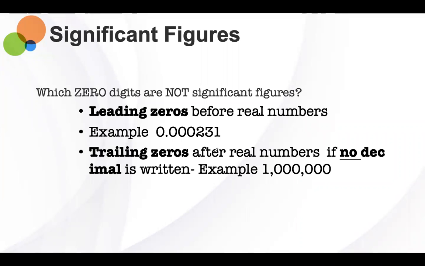Trailing zeros after real numbers, if there's no decimal written. Remember, if there was a decimal here and we had some more zeros, we could omit those. But we have to include these zeros because they represent a part of the number. If we remove these zeros, this would not be 1 million anymore. It would just be one, right? So these are very important zeros, so we include them in our answer. But for leading zeros before real numbers, we have to use standard form.